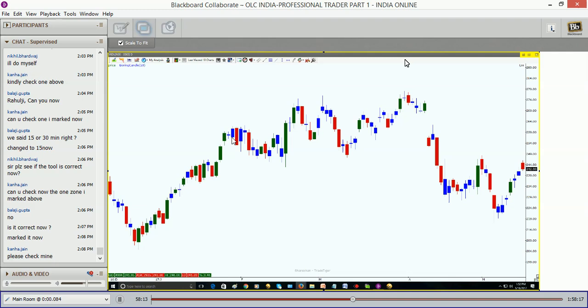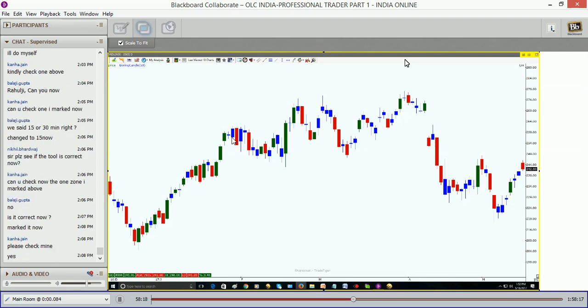My closest supply is going to be this rally based drop. Would you all agree with me? Give me a yes or a no. And my closest demand would be this drop base and a rally. Yes?